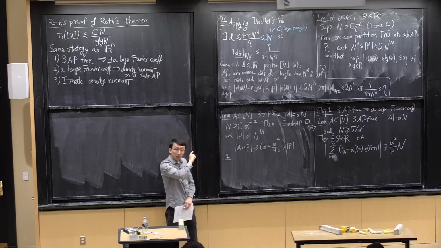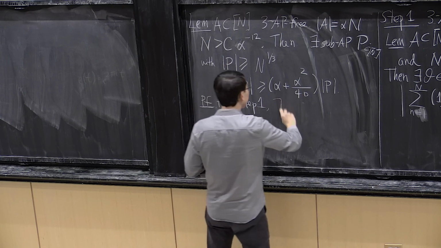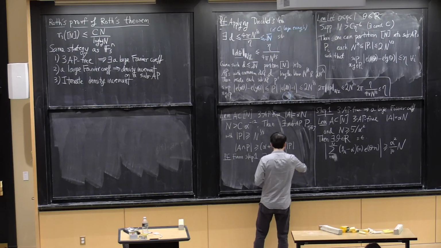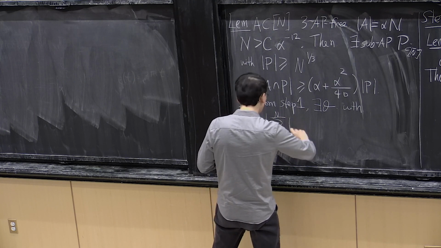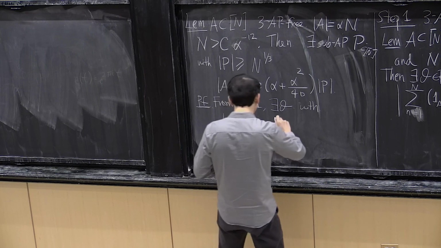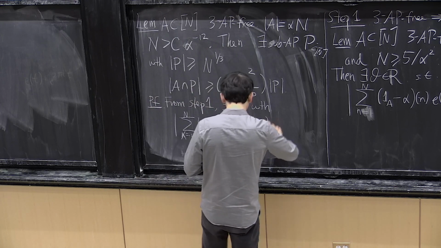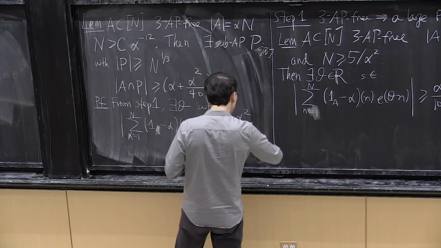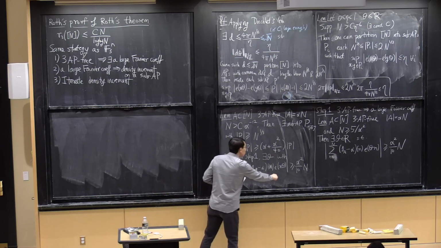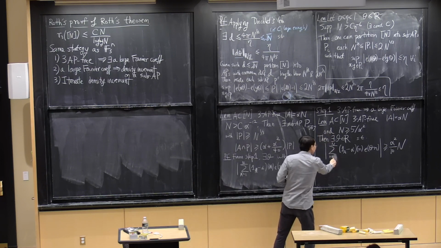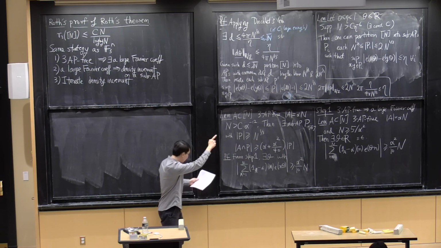All right, so we start with a 3AP-free set. Okay, so from step 1, there exists some theta so that it corresponds to a large Fourier coefficient. So this sum here is large. Okay. And now we use, okay, so step one obtains us this consequence. And from this data, now we apply the lemma up there.